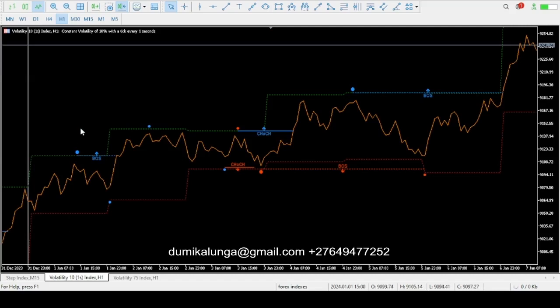January the 1st. So our time frame is 1 hour. This is where we set our move in 1 hour. And then the next thing we work with is break of structure and church.